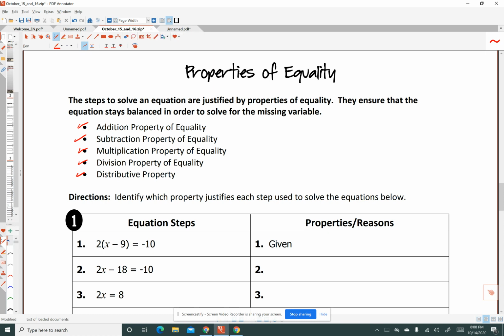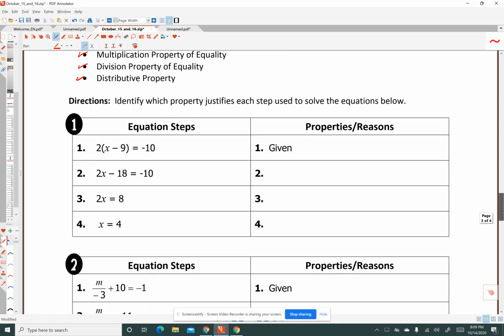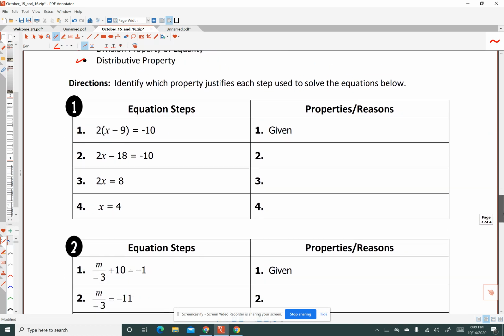And here we go. Are you ready? Pull it down a little bit. We had those properties up there. So our instructions ask us to identify which property justifies each step used to solve the equations below. So at this point, some of you are getting fairly confident with solving the equations. I want to really get you to understand why it is that these things work.